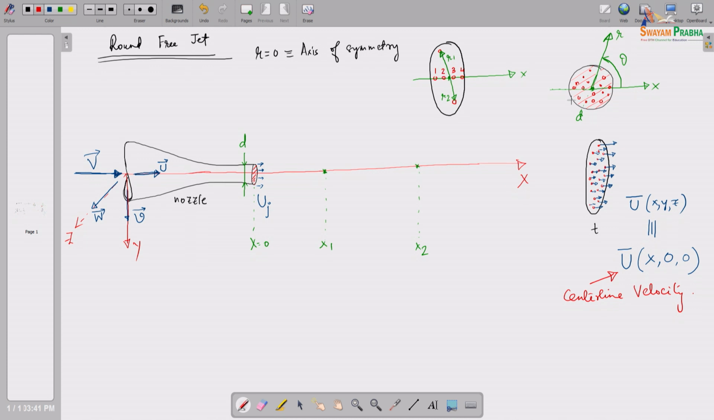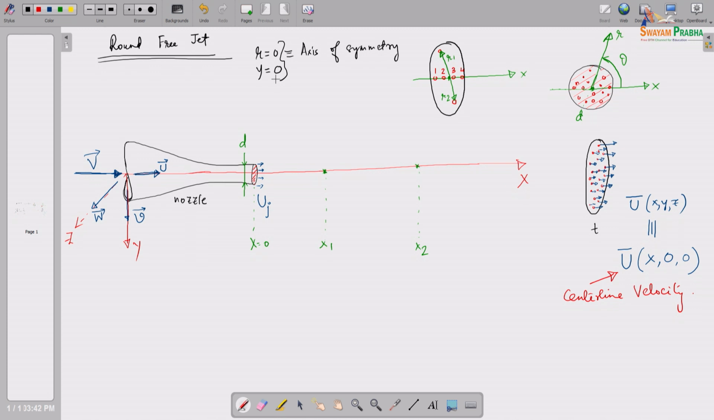So, you can look at any point here, and it will have some r and some theta. In this case, theta is 0 and r is also 0, which means it lies on the axis of symmetry, where r is equal to 0, and let us also add y is equal to 0. Both of these basically mean the axis of symmetry.